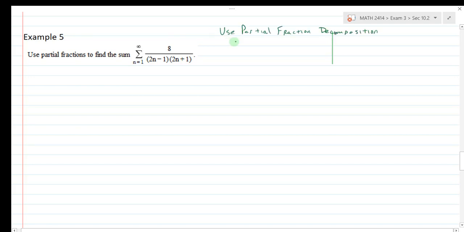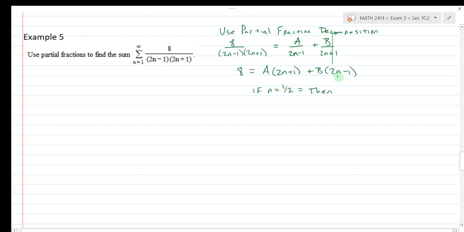So that means I'm going to set 8 over 2n minus 1 times 2n plus 1 equal to A over 2n minus 1 plus B over 2n plus 1, and I'm going to solve for A and B. So I'm going to multiply both sides of the equation by the least common denominator, and that's going to give me 8 equals A times 2n plus 1 plus B times 2n minus 1. If n is equal to 1/2, then this term is going to 0, and I get 8 is equal to 2A, which means that A is going to be equal to 4.